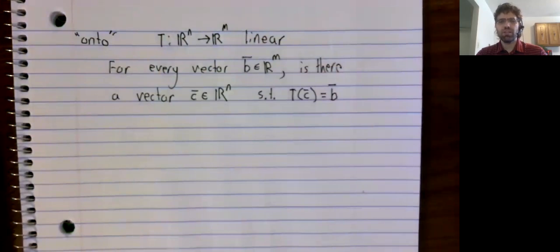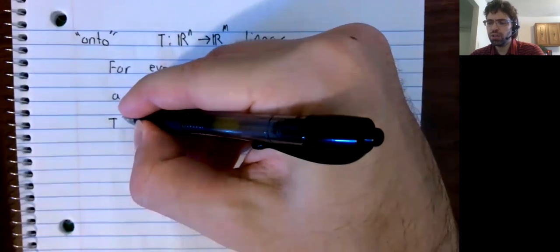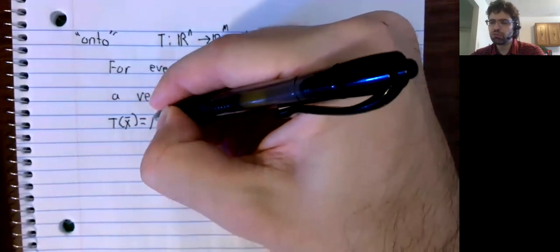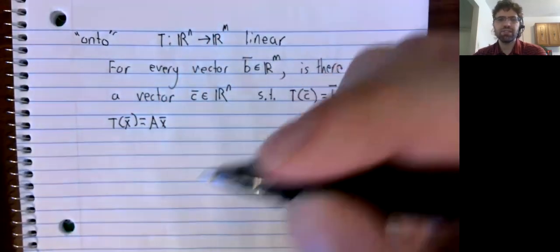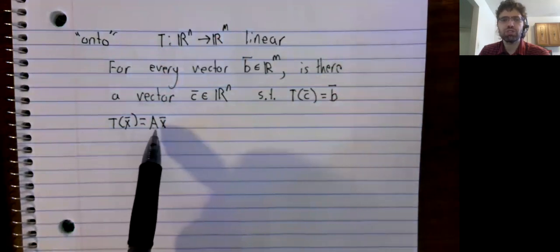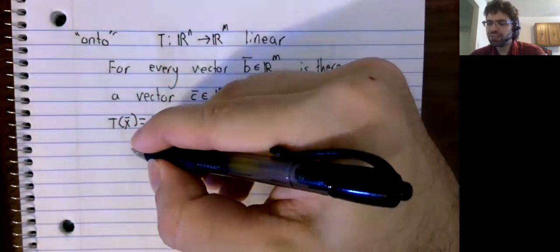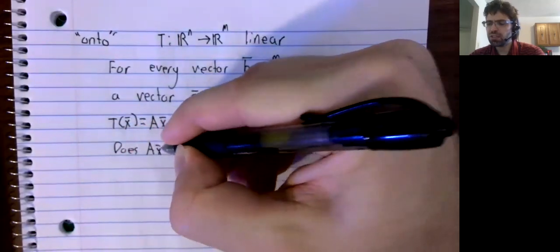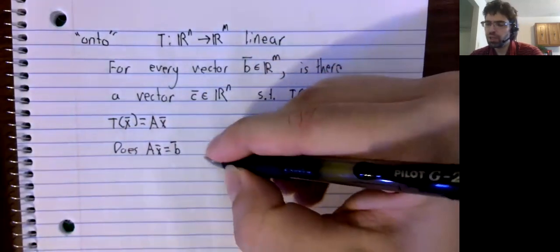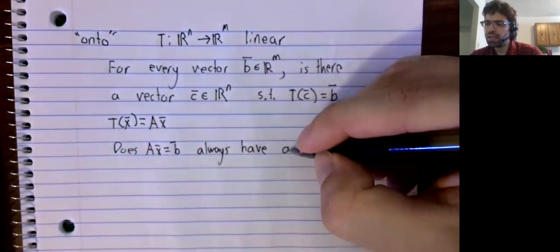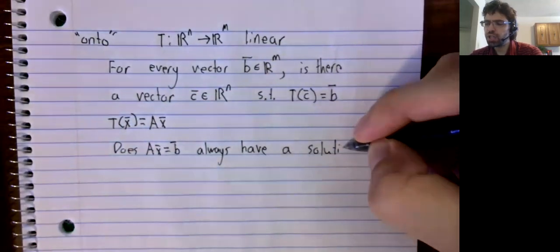Well, we know that if T is linear, T of X can be written as A times X. So let's investigate this question in terms of this matrix A. What we're asking is, does AX equals B always have a solution?